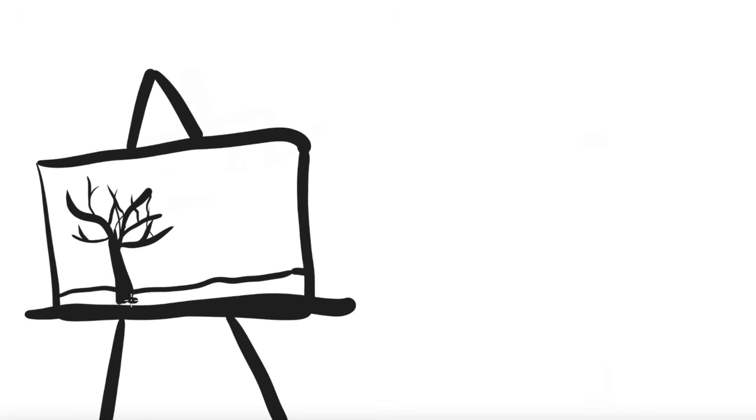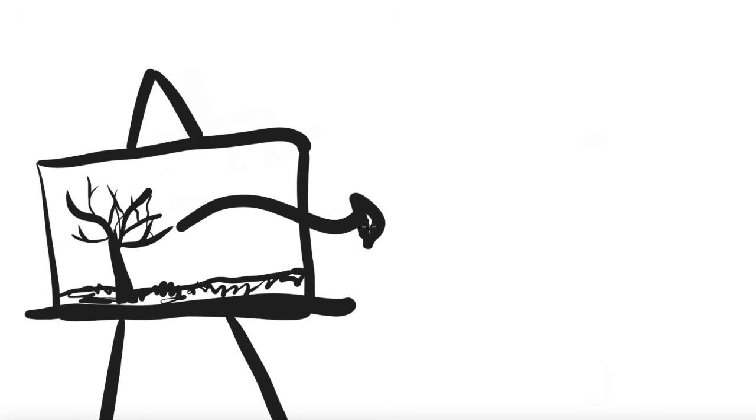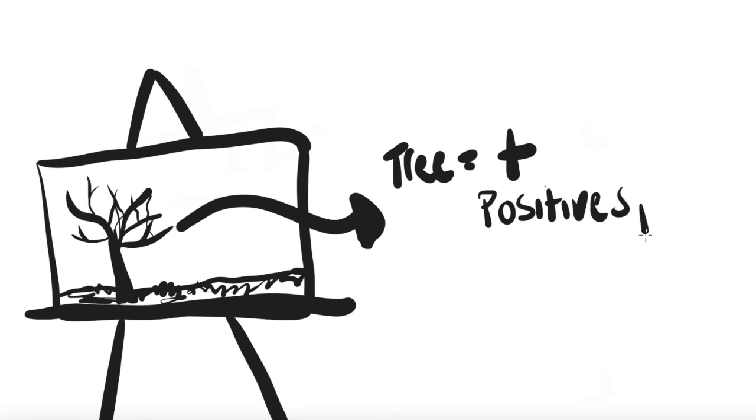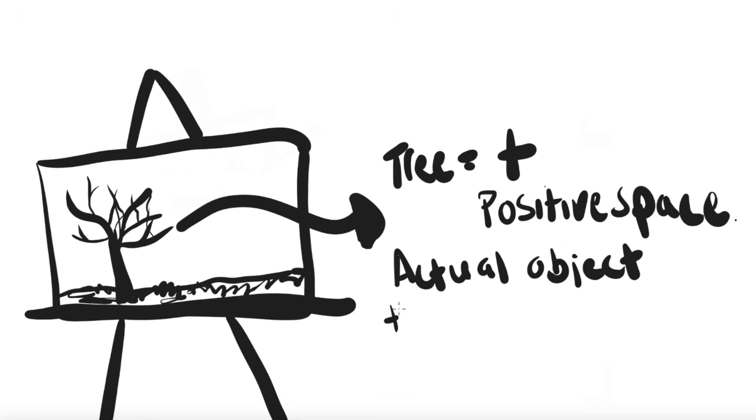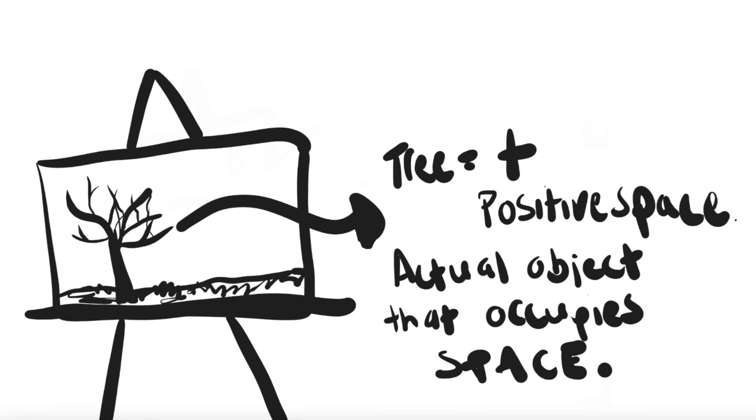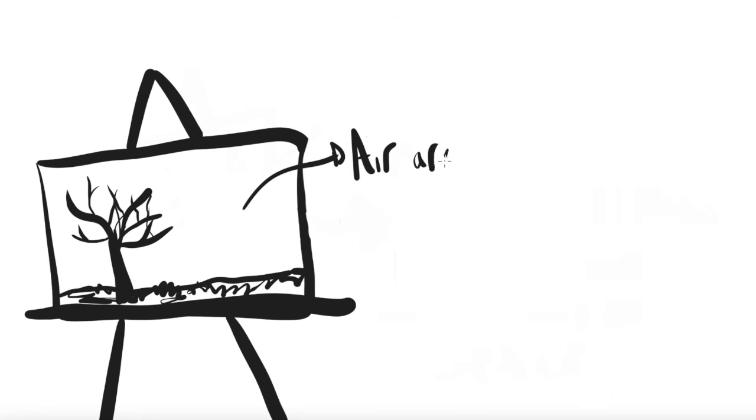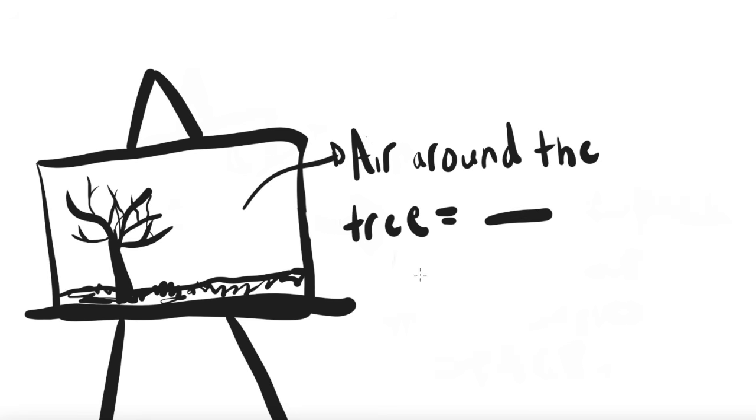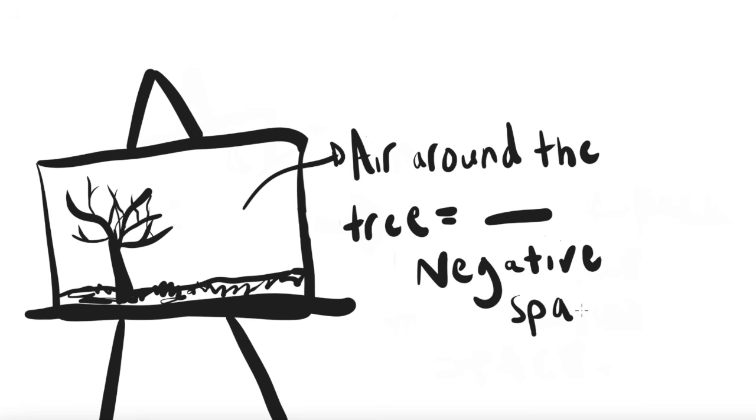Let's imagine that an artist draws a picture of a tree silhouetted against a white sky. In this drawing, the tree and the ground are the positive space. These are the actual physical objects that occupy space. In contrast, all the air around the tree is considered the negative space.